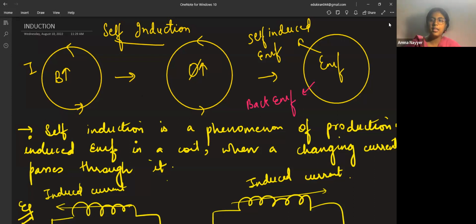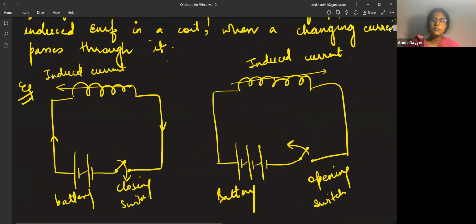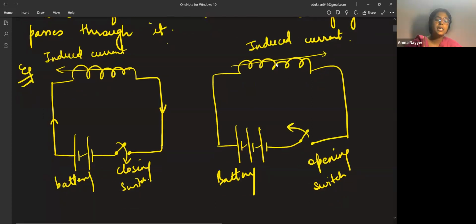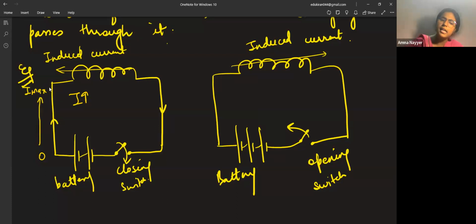See one example. Then you can write down all these points. Suppose in this, current is increasing. The value of current increases from 0 and reaches its highest value, let's say I max. Current has increased, so flux will also increase. This will produce EMF. The EMF produced in the circuit is the induced EMF or back EMF.